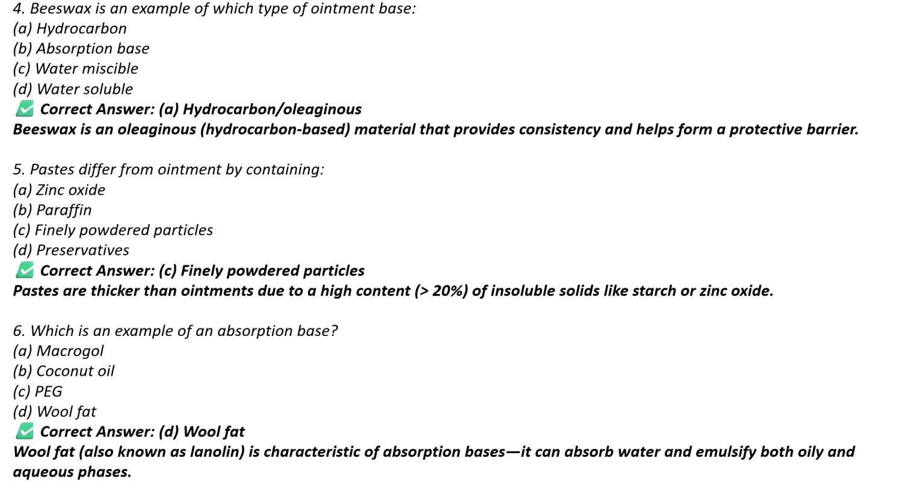So moving on to the next question: beeswax is an example of which type of ointment base? The options are hydrocarbon base, absorption base, water miscible base, or water soluble base. Beeswax is an oleaginous, that is hydrocarbon-based material that is used to provide consistency, and it helps to form a protective barrier. So we can say option A, that is hydrocarbon, is the correct answer for this question.